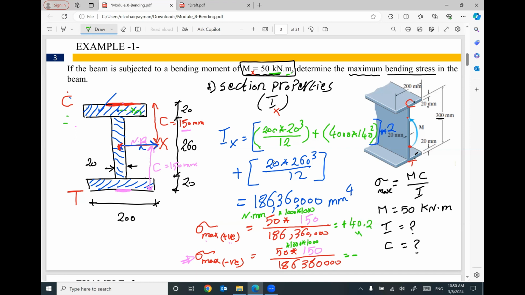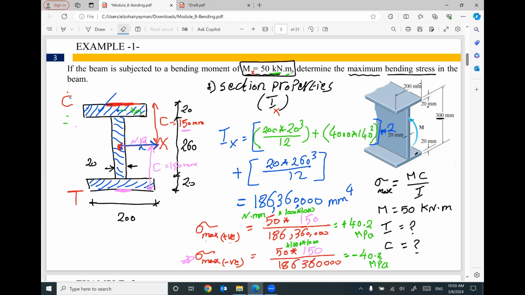40.2 megapascal. Does that make sense? If you would like, but it's not required, we need only to determine the maximum bending stress. I determine the maximum bending stress at the bottom and the maximum bending stress at the top. They are equal because the distance C is the same, and one of them will be tension and one of them will be compression.